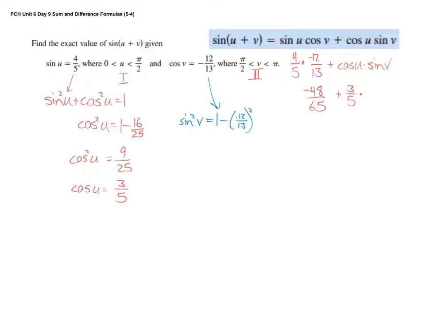Be careful if you use your calculator here. When you square a negative, you always end up with a positive. If you punch it into your calculator wrong, you could very easily have it tell you that it's a minus 144/169, and then you have a double negative and you end up adding. So be careful with this. I know that the negative's going to get canceled out. So sine squared v is 1 minus 144/169, which is 25/169.